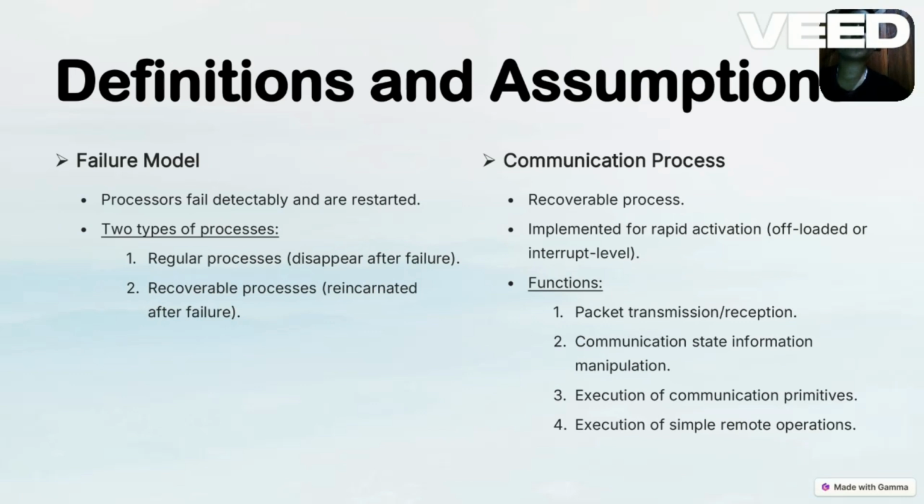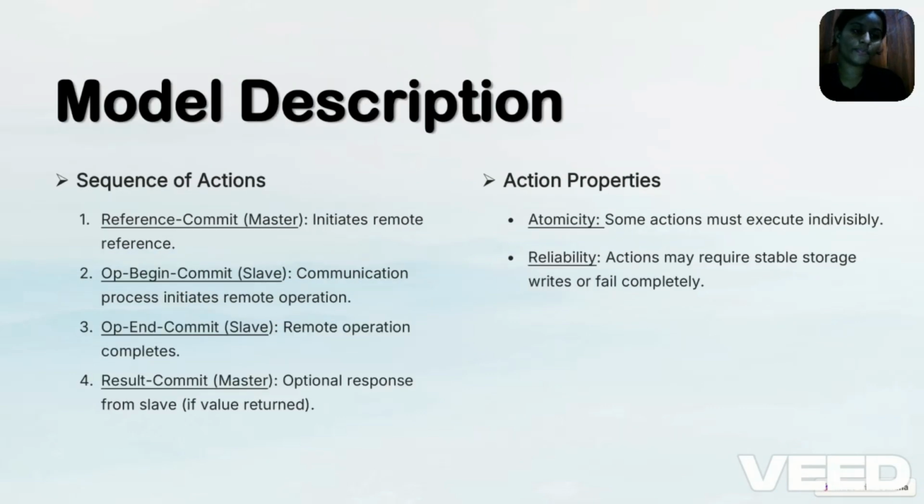Failure model: processors fail detectably and are restarted. There are two types of processor. One is the regular processor, which disappears after the failure. The other is a recoverable processor, which is reconstituted after the failure. The communication processor is implemented for rapid activation. The functions of the communication processor are packet transmission or retransmission, communication state information manipulation, execution of communication primitives, and execution of simple remote operations.